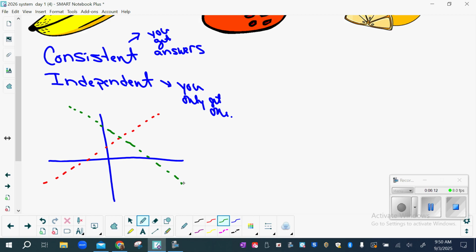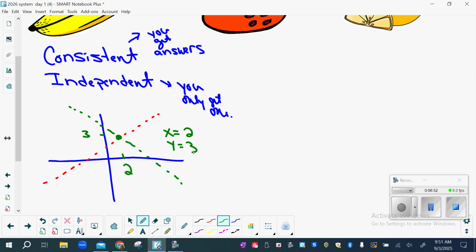These are called consistent independent systems because they will give you only one answer. And that answer is where they cross right there. And let's just say this is 2 and this is 3. Our answer would be x equals 2, y equals 3. But here's what's interesting. There are no other answers. These lines don't circle back around and touch other places. That's it. There is one answer possible, only one, where they cross. That's the definition of consistent independent.